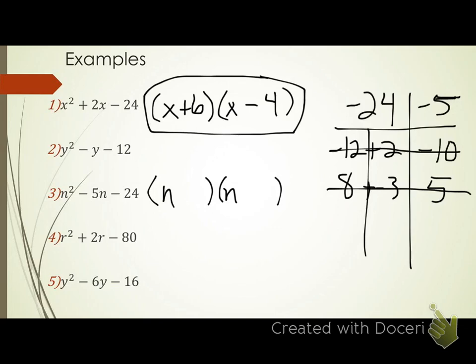Someone else raise your hand and give me another combo. Negative 8 times 3. Negative 8 and 3 does give me negative 24. What's negative 8 plus 3? Negative 5. Is that the combo? Yes. That is the combo that I want.